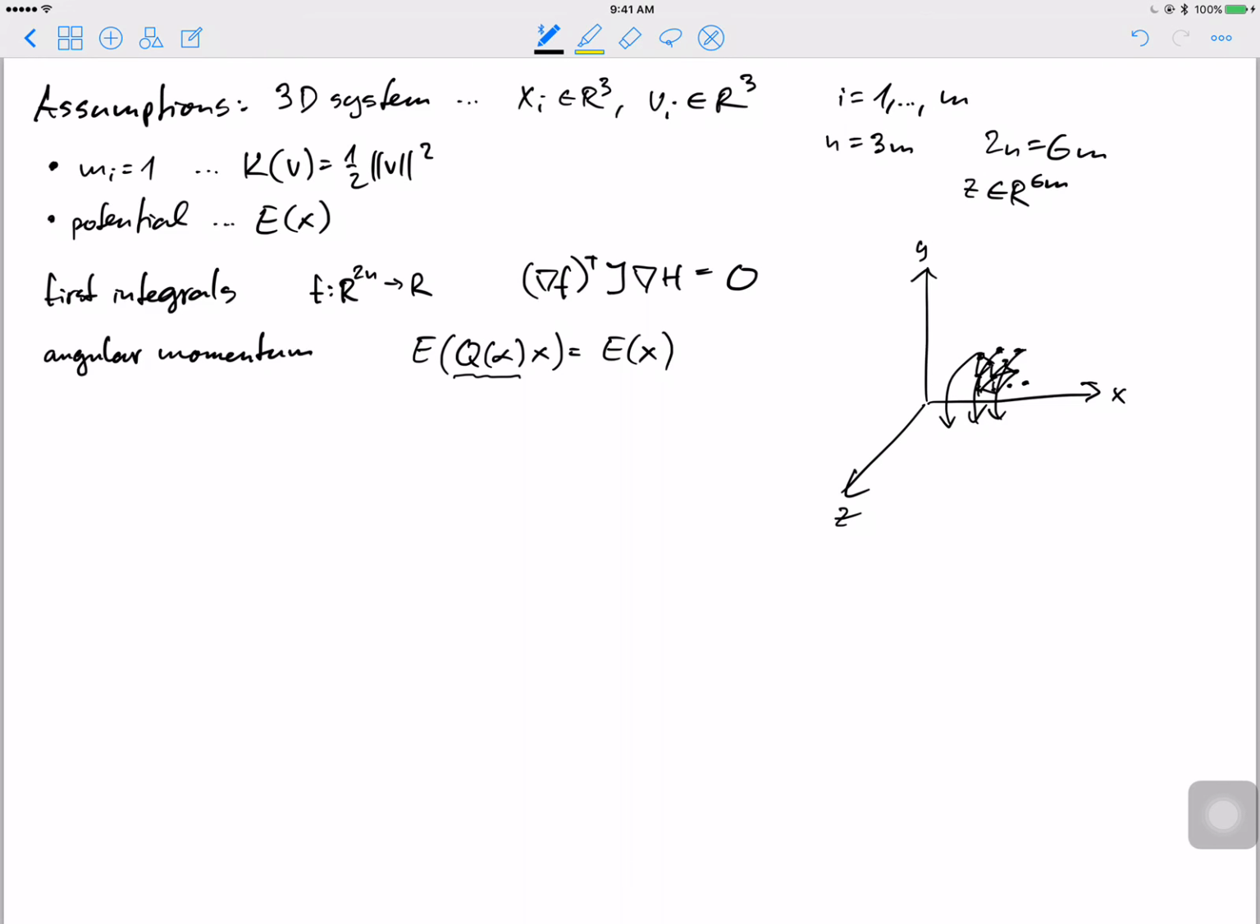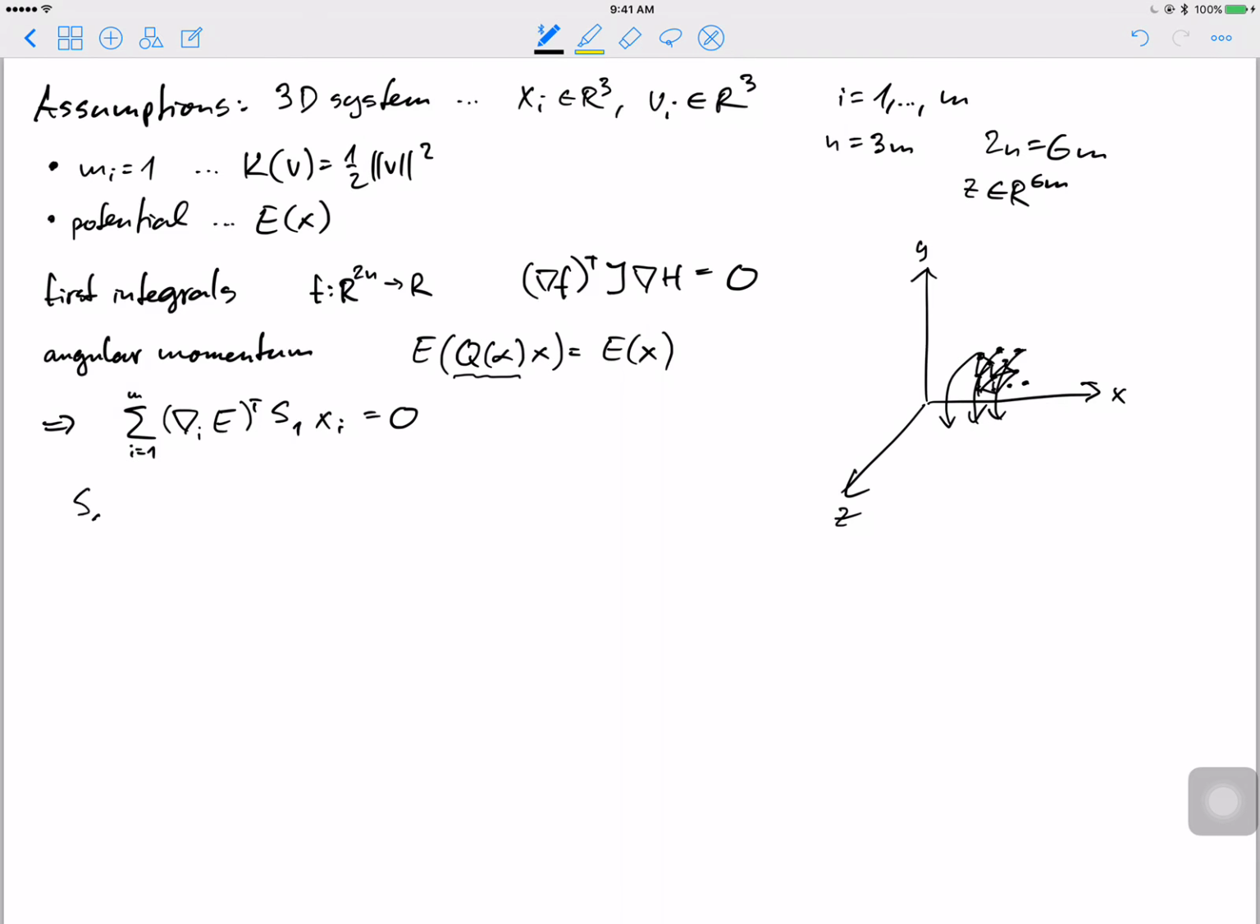All right. So last time we took this expression and said that if this is true for every alpha, then it follows that the sum over i, where i goes over all particles from 1 to m, of the gradient with respect to particle number i of the potential, transposed, times S1 times xi, equals 0.